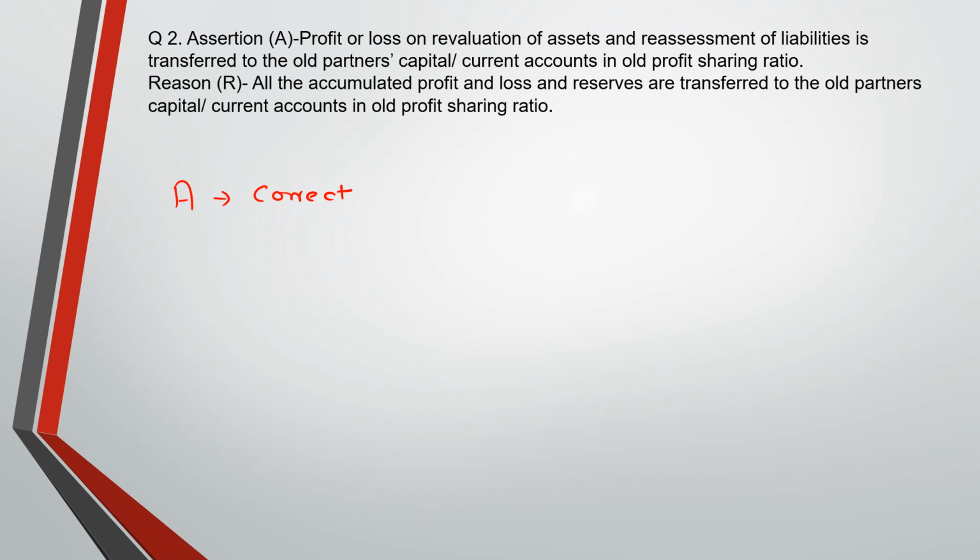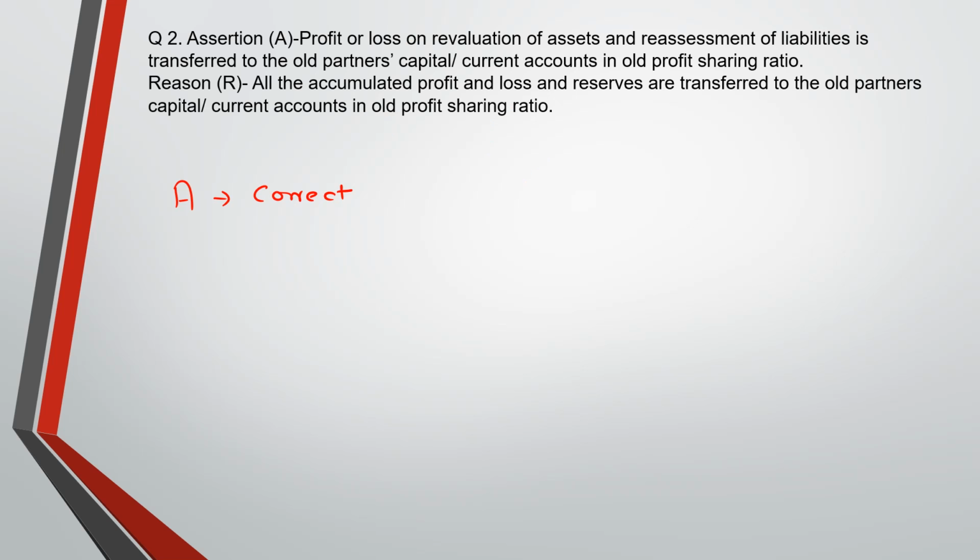Now let us look at the reason. All the accumulated profits and losses and reserves are transferred to the old partners' capital or current account in old profit sharing ratio. Here in the assertion we are talking about just revaluation of assets and reassessment of liabilities. But here we are talking about accumulated profits and losses and reserves. Now in itself it is correct that we do transfer the accumulated profits, losses and reserves to old partners' capital account. But this reason is not a correct explanation of the assertion here.